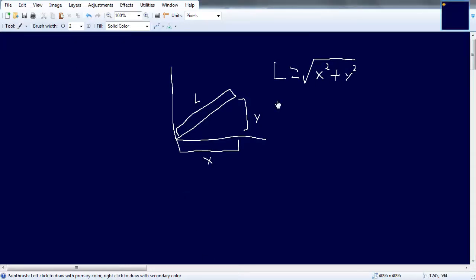Next thing is normalization. What does it mean to normalize a vector? Well, it actually means something pretty simple. It just means, hey, take this L thing and set L equal to 1.